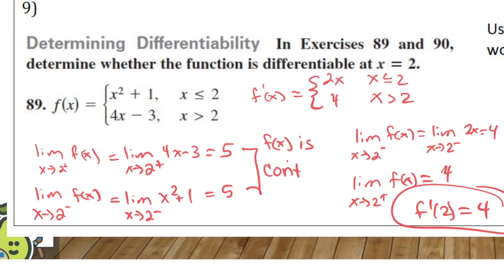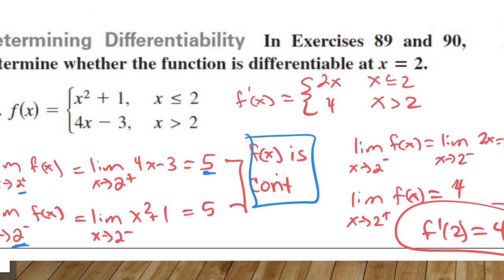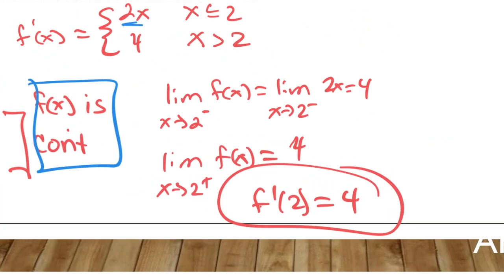Next, a piecewise function. We want to first show that f of x is continuous. We take the limit as x approaches 2 from the right, and we end up with a 5. The limit as x approaches 2 from the left, we end up with 5, so f of x is continuous. Differentiability. First, let's say that the derivative is going to be 2x for x less than 2, and 4 for x greater than 2. We then know that the limit as x approaches 2 of the derivative from the right is equal to 4, and as we approach 2 from the left, it is also 4. Therefore, f prime at 2 must equal 4.